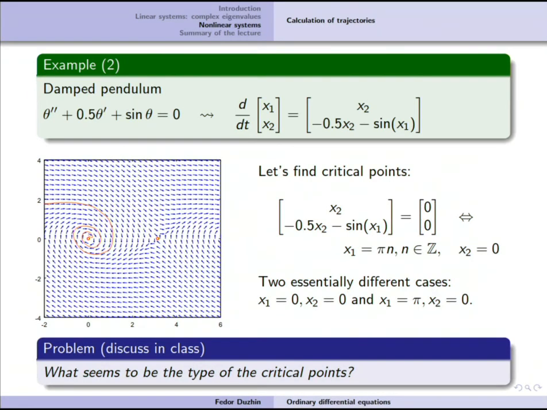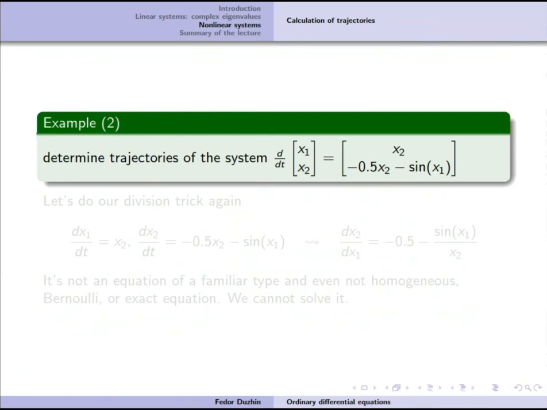Which means it is a spiral sink. But this one is the same saddle point. Saddle point. And this one is a spiral sink. In other words, here we have not seen a new type of behavior as compared to linear systems. But that was just on the intuitive level. So can we do a similar calculation as we did for the first example? Can we determine trajectories of this system?